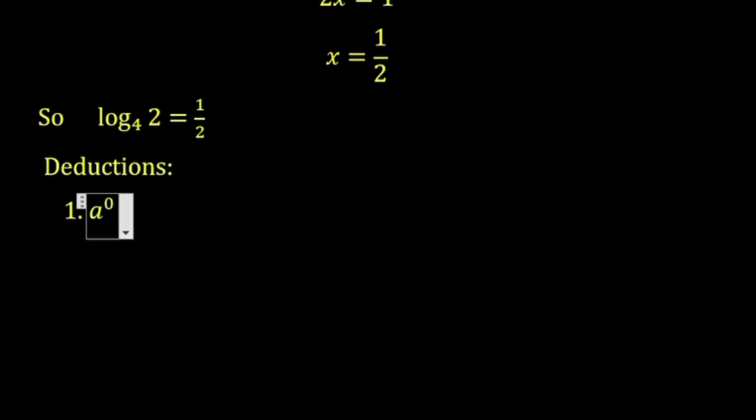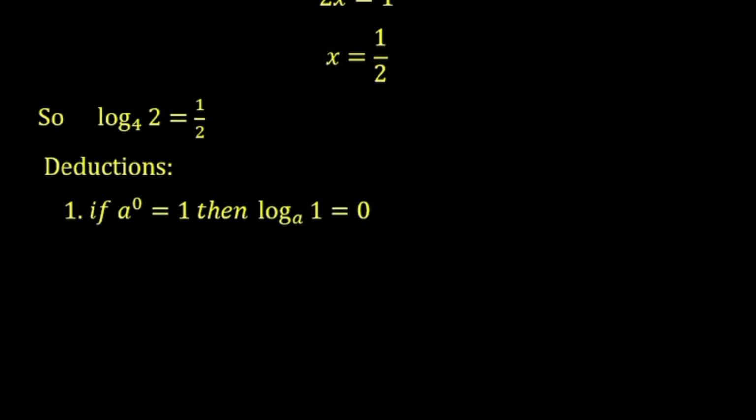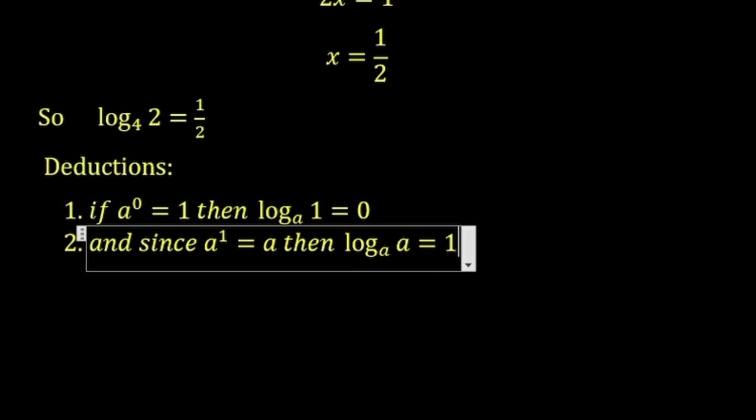If a raised to power 0 equals 1, then log of 1 to base a equals 0, where a is the base. Since a raised to power 1 equals a, then log of a to base a is equal to 1.